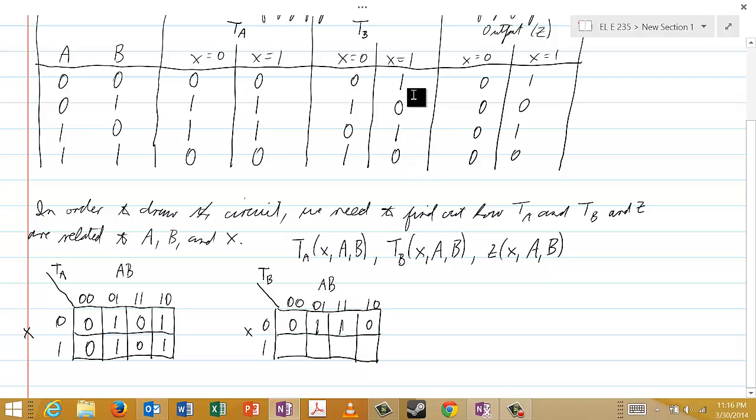And now for the second row of the Karnaugh map, we look at this column. So we have 1 when A and B are both 0, 0 when A is 0 and B is 1, 1 when A is 1 and B is 0, and 0 when A and B are both 1. So this will be the Karnaugh map for T sub B. And then finally, we want to have the Karnaugh map for Z.